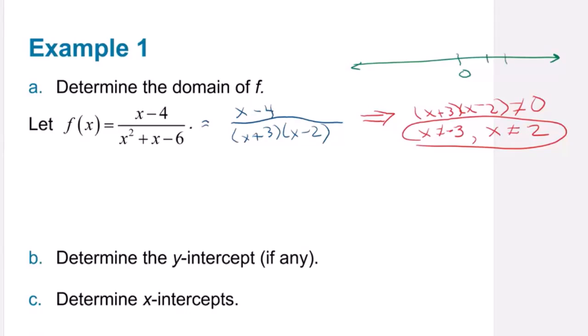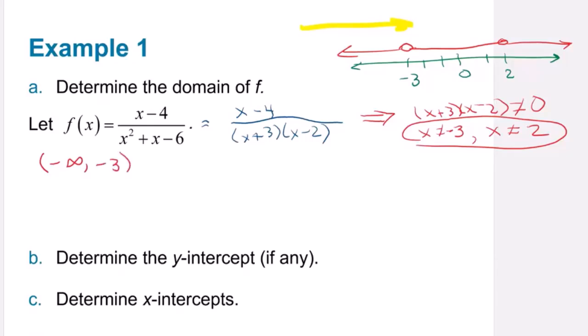Here's 2, and here's negative 3. And I know I can't equal negative 3, and I know I can't equal 2, but I can equal everything else. Again, whenever I want to write something in interval notation, I start at my smallest number. I'm starting from this side and going this way. My smallest value is negative infinity, and it goes all the way up to negative 3, but not including negative 3 because I have that open circle.